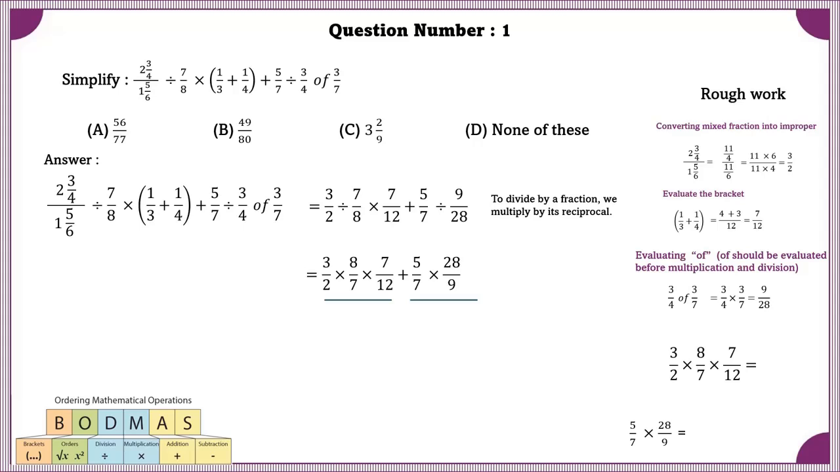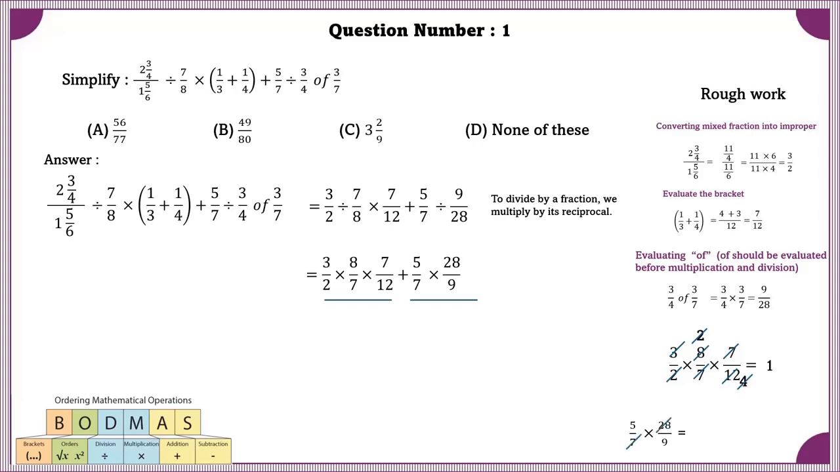3 by 2 into 8 by 7 into 7 by 12 can be simplified as 7 and 7 can be cancelled. Then 3 4s are 12. So, instead of 12, we'll write 4 and we'll cancel 3. Then 4 2s are 8. And 2 and 2 we can also cancel. Therefore, we get 1. Next, let us simplify 5 by 7 into 28 by 9.